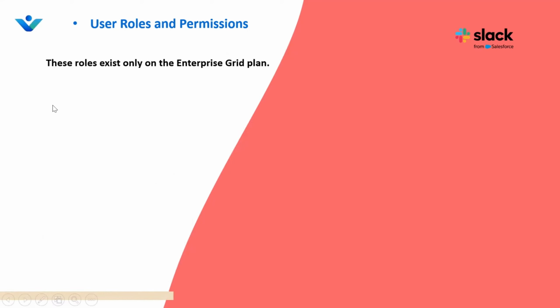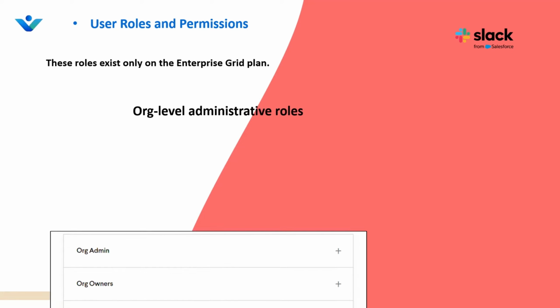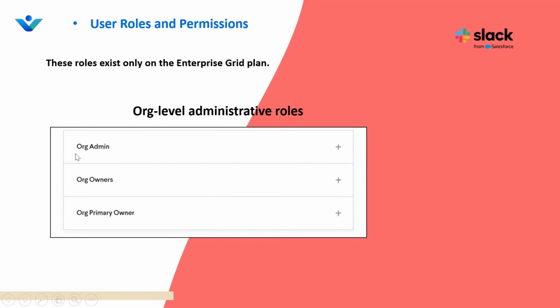These roles exist only in Enterprise Grid plan, which are org level administrators. Here we have three roles: org admin, org owner, and org primary owner. Org admin. Org admin can assign org admin. They help to manage org level policy and other administrative tasks.